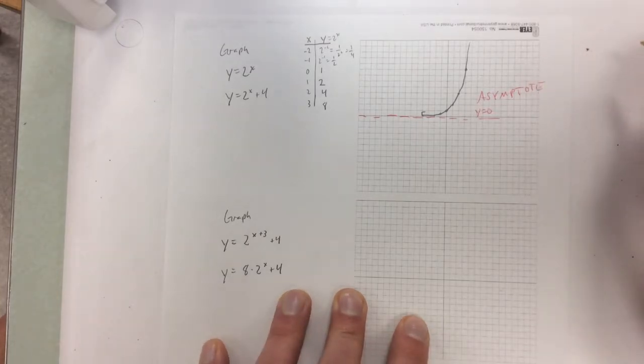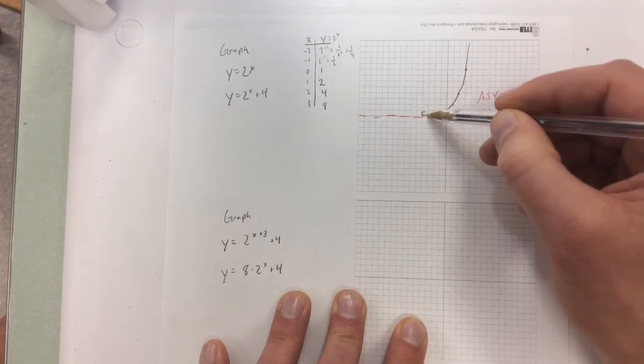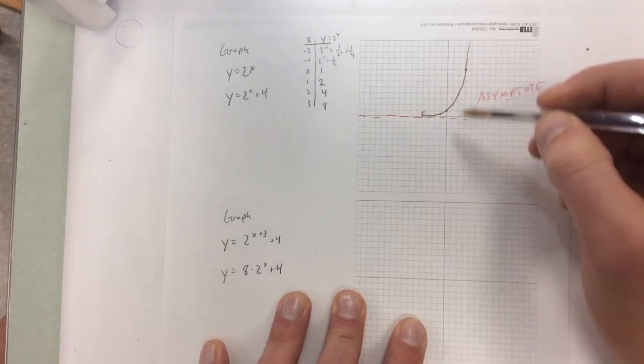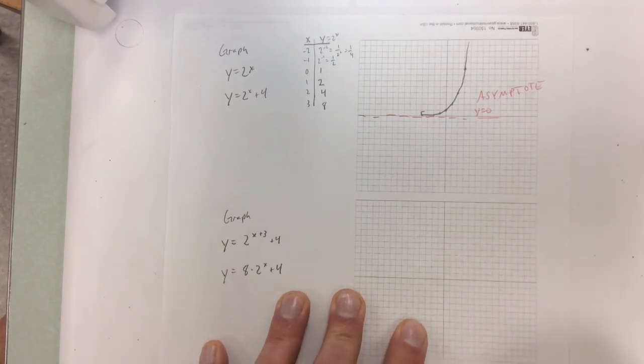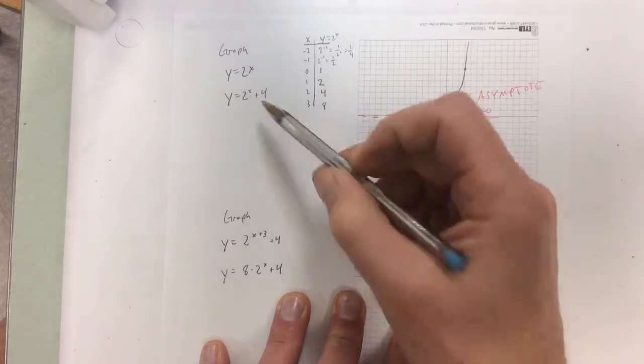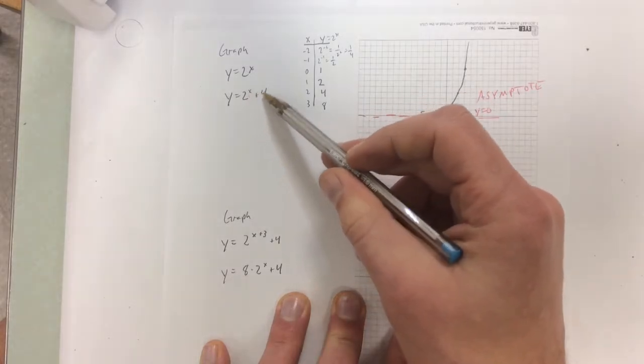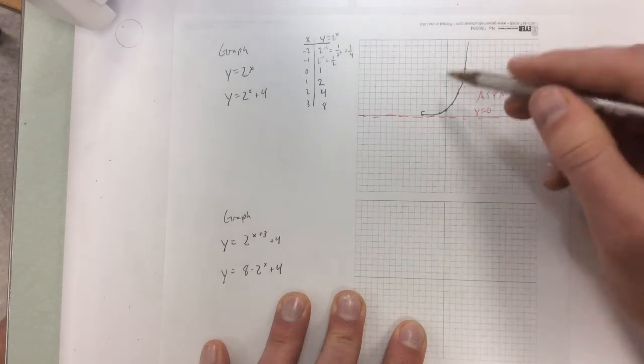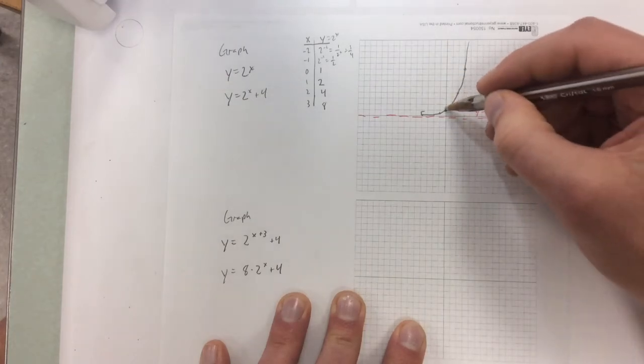An asymptote. It gets close to it, but never actually touches it. So we got what looks like a plane taking off. Now, if we have to graph y equals 2 raised to the x plus 4, well, we can make a chart like we sometimes do, or we can just shift everything up 4.